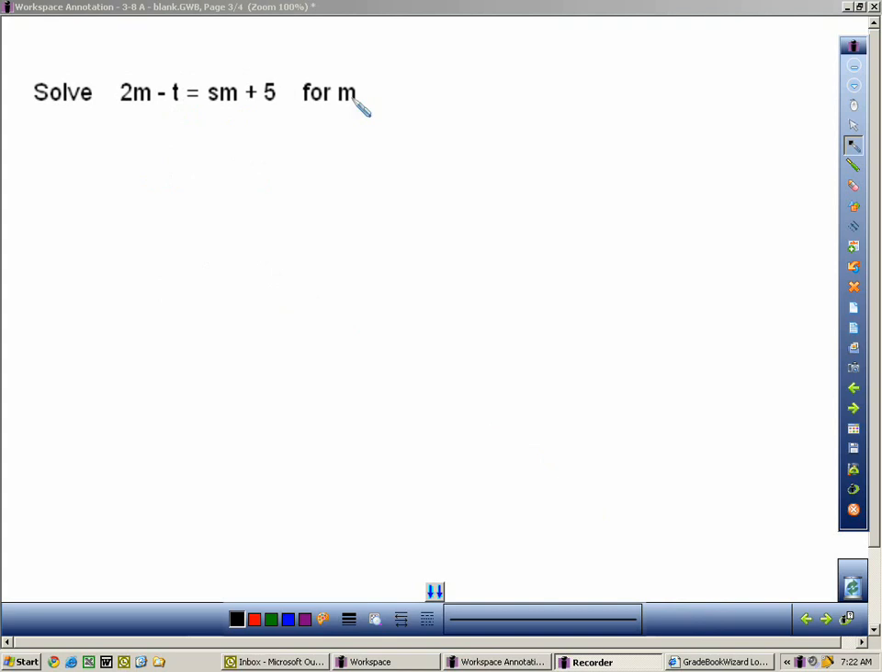This example is interesting because I'm being asked to solve for m, which means I want to isolate the m. But if you notice, there's m's that are on opposite sides of the equal sign. We've seen that a little bit before, but what we haven't seen is we have on the left a 2m and on the right an sm. That's going to be interesting.